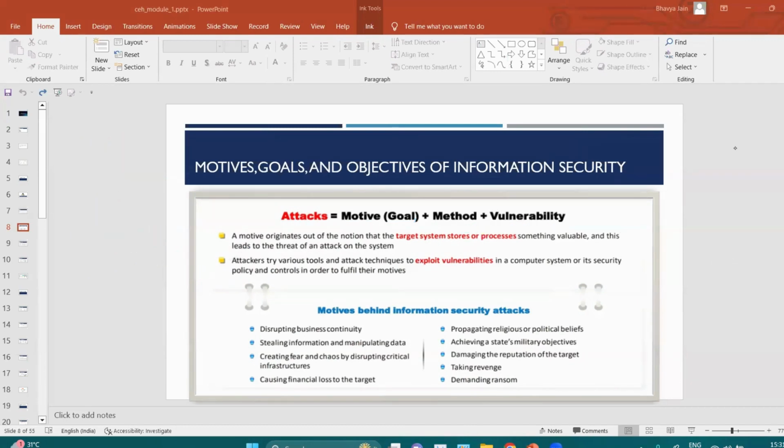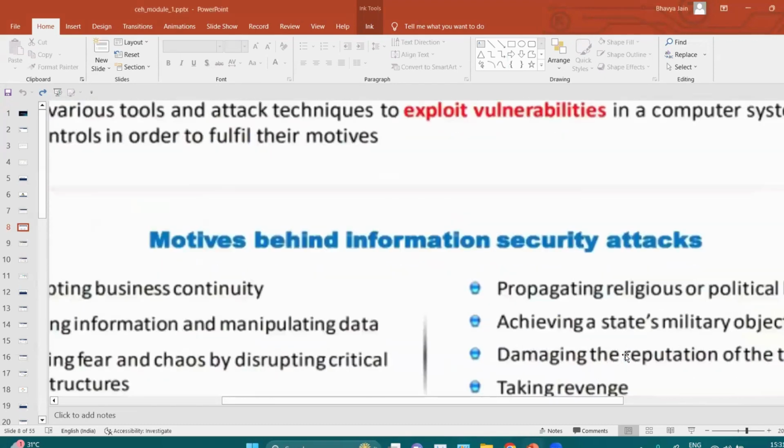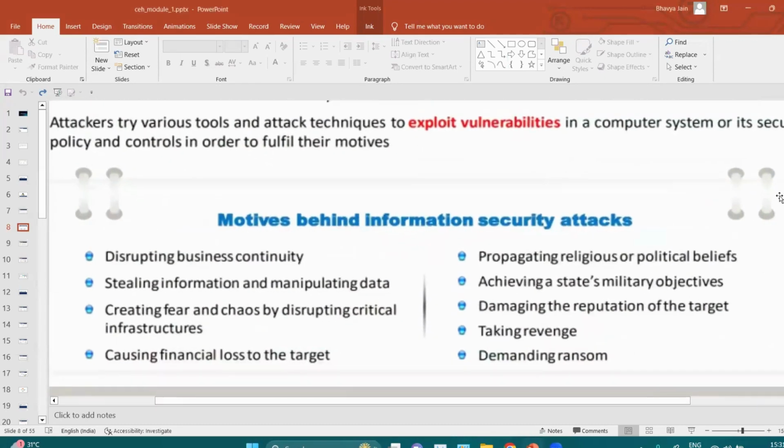Okay, second, here we have some motives behind any security attack, so let me zoom in. First is disrupting the business continuity. Let's say you are working in a company or you are the owner of a company, and I want to disrupt your business continuity. Then I can compromise your device, steal your data and sell it somewhere else. I am disrupting your business continuity so that you cannot continue your business constantly.